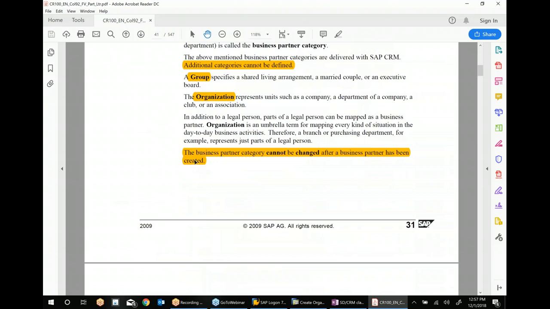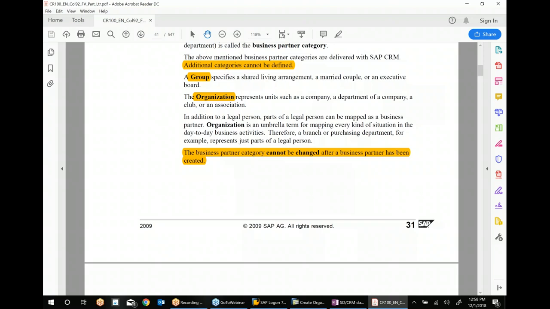Make a note of this statement also. Business partner category cannot be changed after business partner has been created. So every business partner belongs to a category, and once this category has been defined, that category cannot be changed. That category of the business partner cannot be changed. So whatever business partner category you have, that category you have.